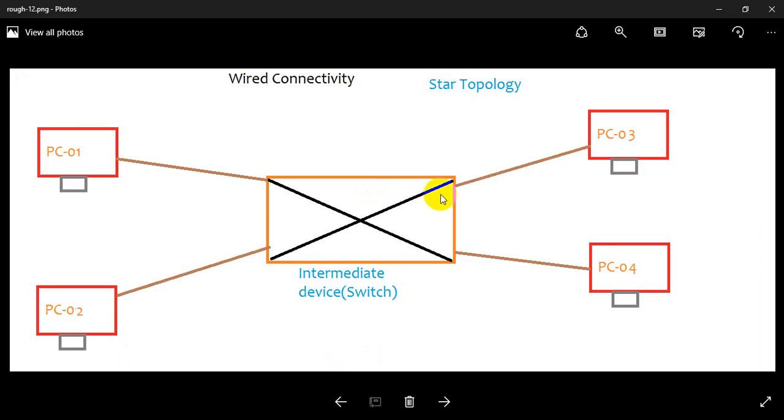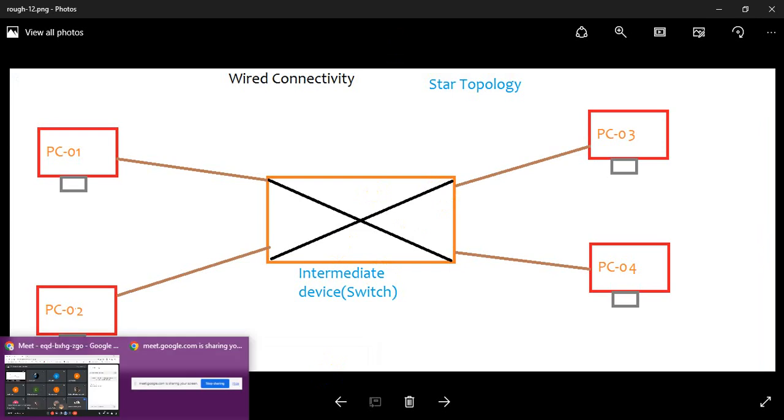Now look at this. This is an intermediate device which forwards traffic if some PC or some end device wants to send the traffic from one node to another node.